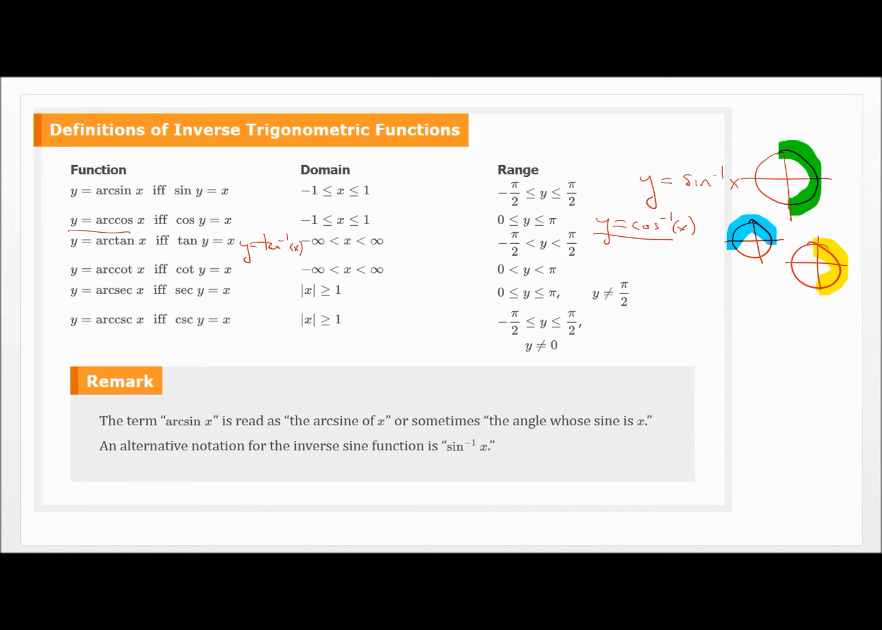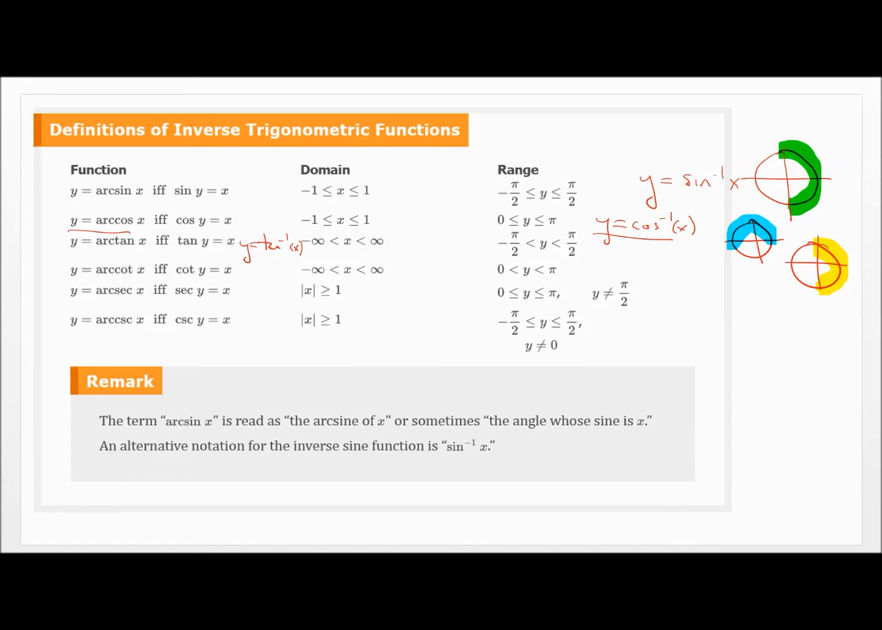I just want you to have a working knowledge of this. I'm going to make this video short and not re-explain all those definitions. It does make a remark here that's pretty important. The term arc sine of x is read as the arc sine of x, or sometimes the angle whose sine is x. And again, you're just thinking backwards.